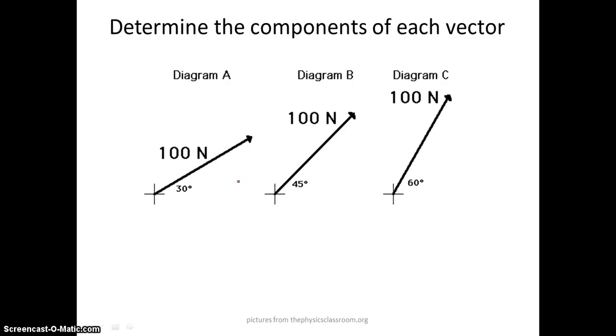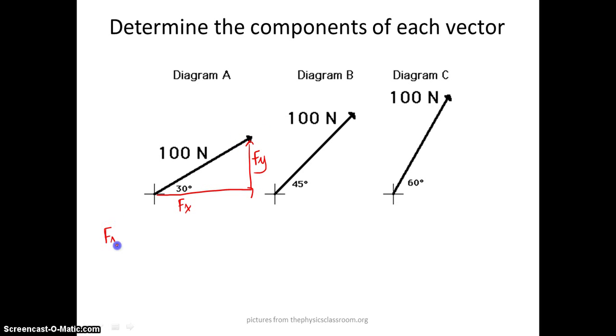Okay, so let's try some examples here of determining the components of each vector given. So we've got three diagrams, A, B, and C. The vector at an angle is a 100 Newton force. And I want to find the x component and the y component for each.